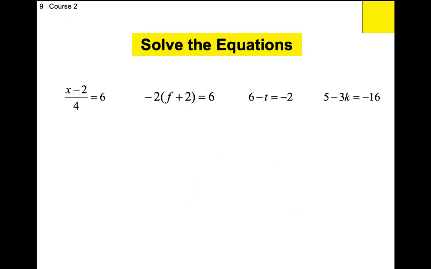I'll give you the hint. Get rid of what first for the first one on the left? Then what are we going to do? Distributive property first. We're not distributing 2, we're distributing a -2. This one, subtract 6 from both sides. This one, subtract 5 from both sides. All right. Go ahead and do it.